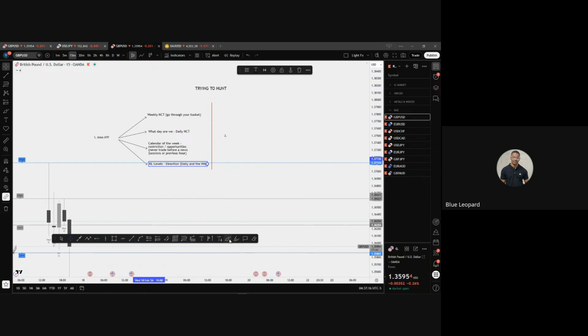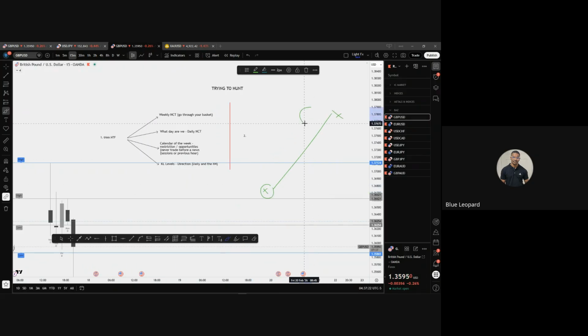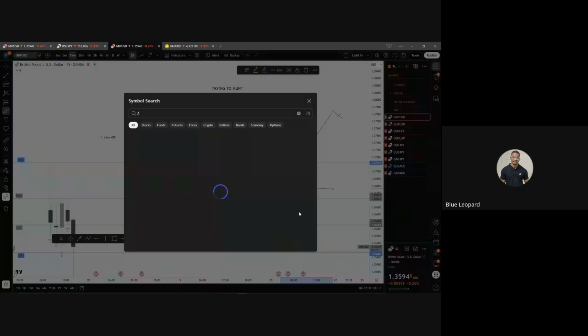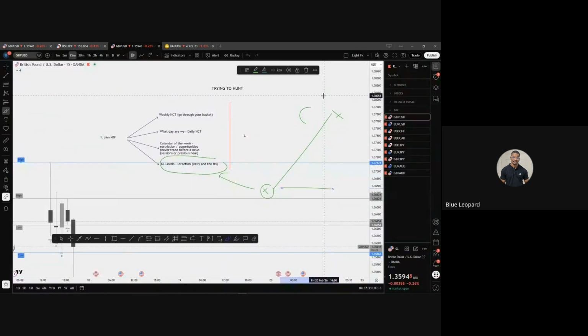You know the price will move from here to here, but you don't know when it's going to move from here and when it's going to reach here. This is what the key level will give you. It will give you timing. Key level will give you timing and exact level. Okay, and now I don't use it on Forex.